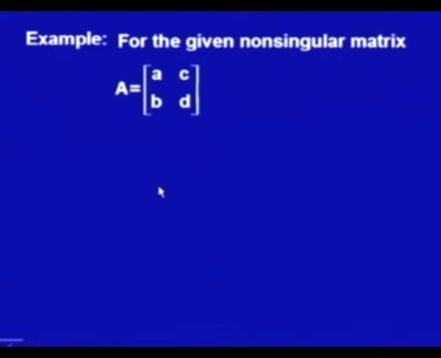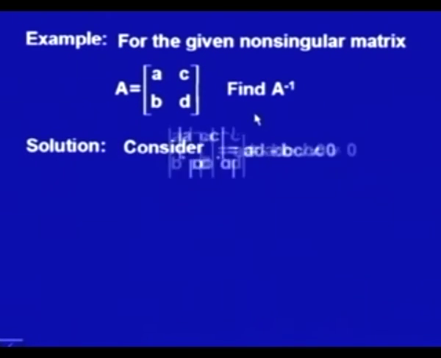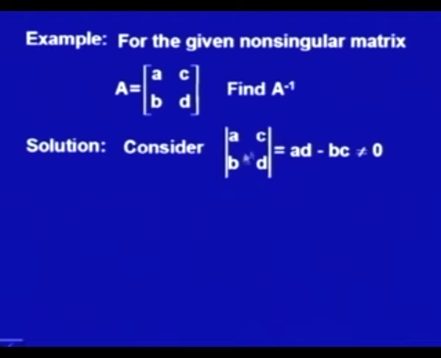Let us take this example. A is a 2 by 2 matrix with rows A B and C D. Then you have to find the inverse of the given matrix A. For this, we first consider the determinant, A D minus B C. This must not be 0, only then can we apply this formula, because if A D minus B C becomes 0, then this is not possible and the inverse will not exist.